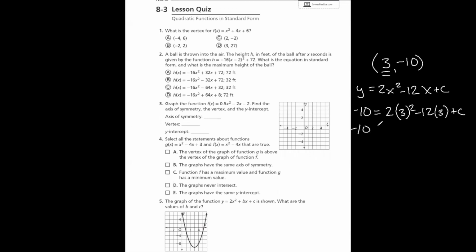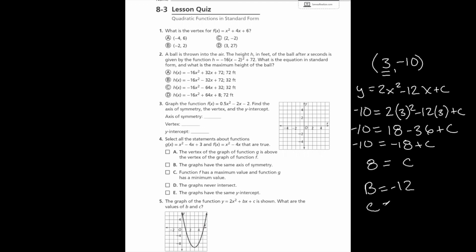We're going to simplify this and solve for c. 3 squared is 9 times 2 is 18. -12 times 3 is going to be -36. And then we have plus c. When I solve for this, I get -10 equals -18 plus c. So c equals +8. So b is -12 and c is +8. You are all set for your 8-3 quiz.